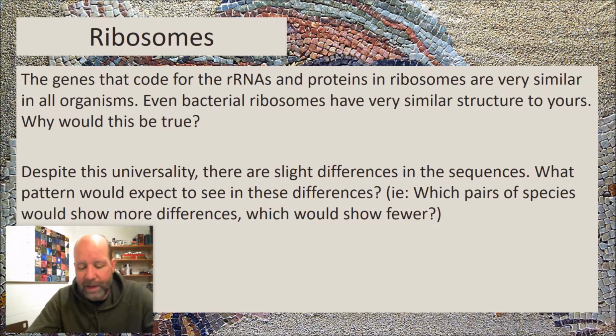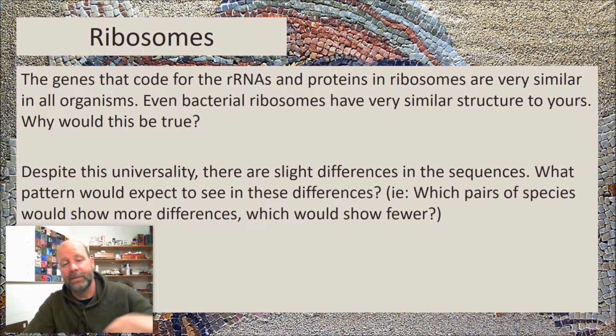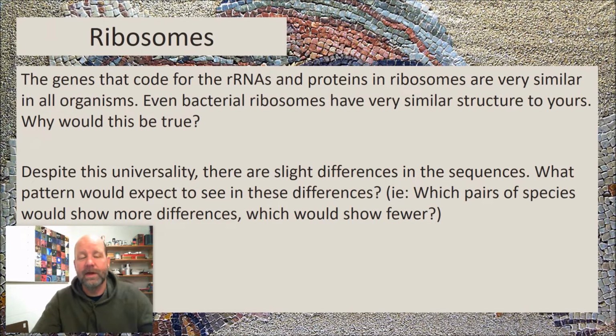And when they ask what pattern do you expect to see, well, the organisms that have a more recent common ancestor are going to have fewer of those differences, right? And the ones with a more distant common ancestor are going to have more of those differences because they've had more time to accumulate differences over time. Now, again, we're not going to accumulate differences that affect the function, but we will accumulate differences in parts of the sequence that don't really affect the function when they get changed.